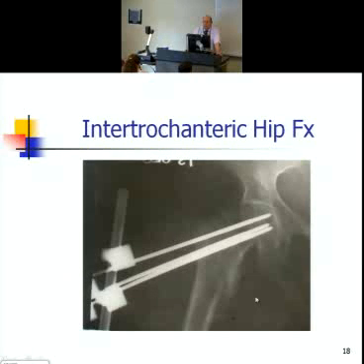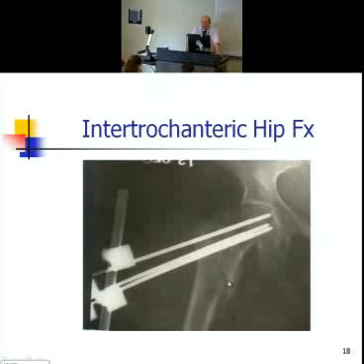So this is an intertrochanteric hip fracture. And this is some pins. So in this case, 3 pins have been put in. The surgeon decided that the pins would hold this fracture well. But you can see the fracture line right here. The arrow is following the fracture line.